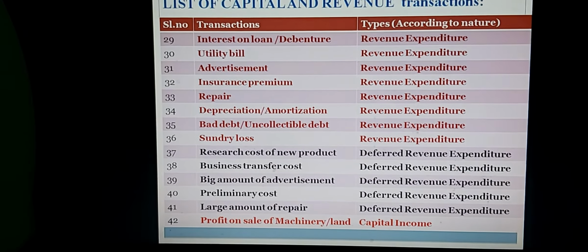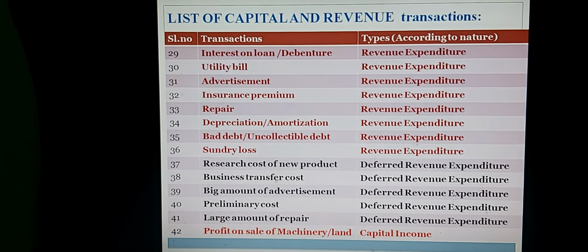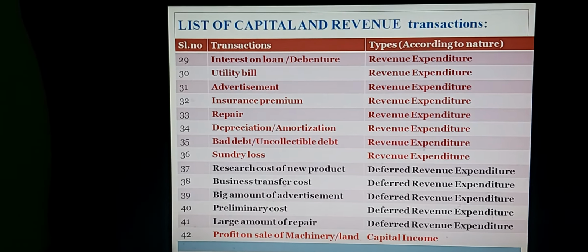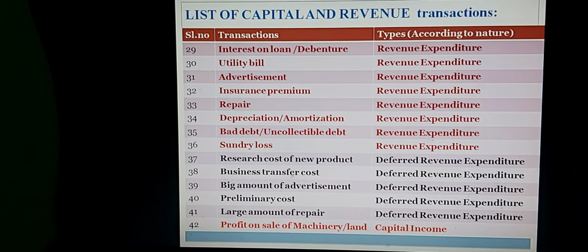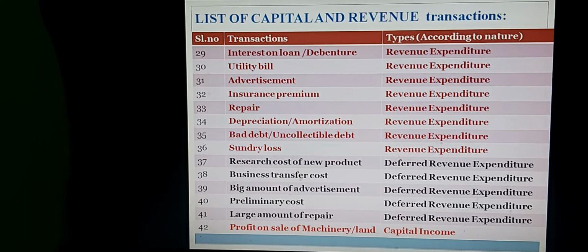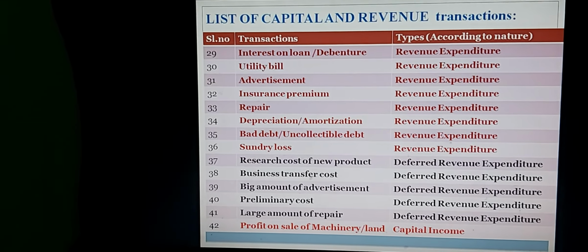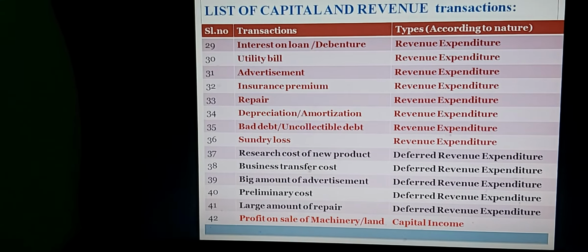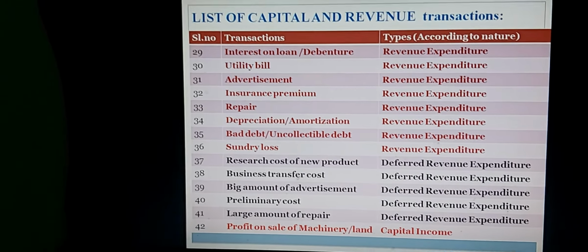Now 34, depreciation. What do you mean by depreciation? Dear students, listen to what I say. Depreciation is the amount which is deducted from the fixed asset, or depreciation is the written down value of any fixed asset amount which is deducted from the tangible fixed asset.